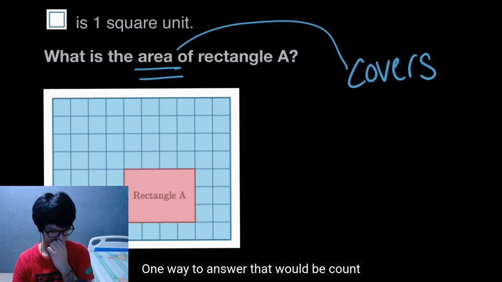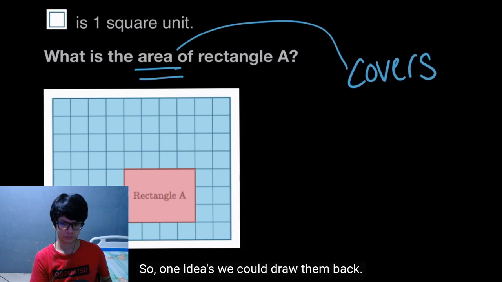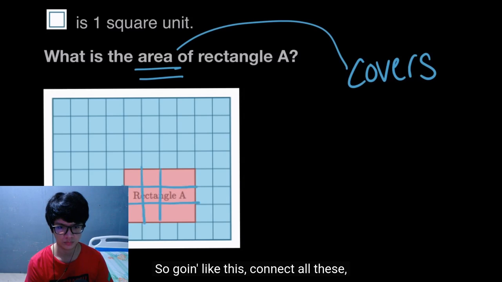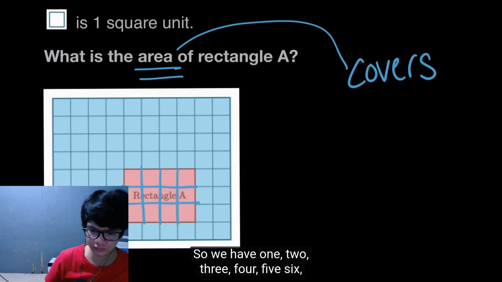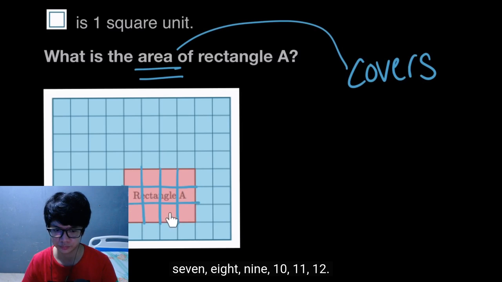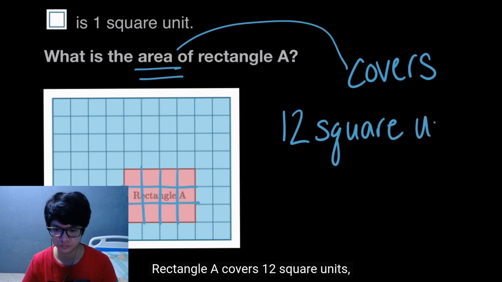One way to answer that would be to count how many square units it covers, except they've covered up our square units. So one idea is we could draw them back. Say you cover them up, we'll draw them back in. So going like this, connect all these, and then we should be able to count our square units. So we have 1, 2, 3, 4, 5, 6, 7, 8, 9, 10, 11, 12. 12 square units. Rectangle A covers 12 square units, so it has an area of 12 square units.